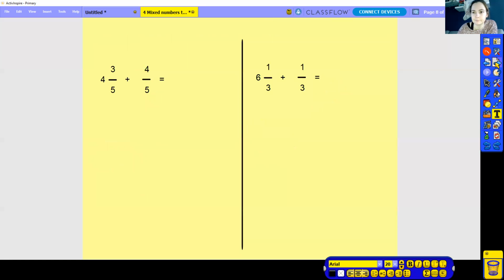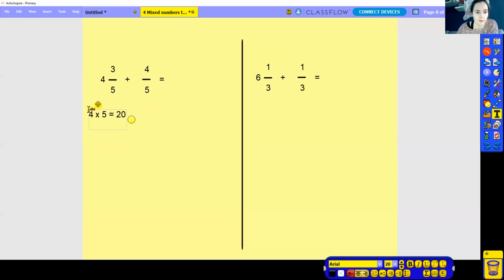Brilliant. Right, 2 more examples here, but these examples involve an addition as well. So for the first one on the left-hand side, we are going to make it into an improper fraction first. So we've got 4/5. So we're going to do the 4 times the 5. So 4 times 5, which is equal to 20.